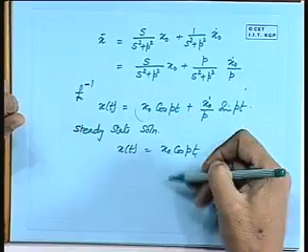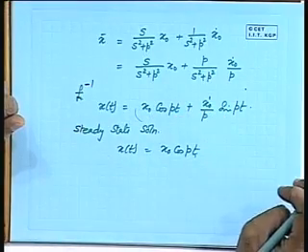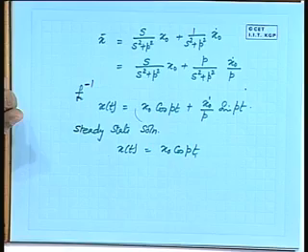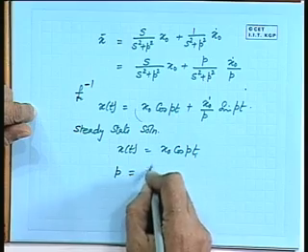There is some fixed amplitude x0, and with that x0 the whole thing will start vibrating. What is p? p is the cyclic frequency, and p is given by root over k by m.